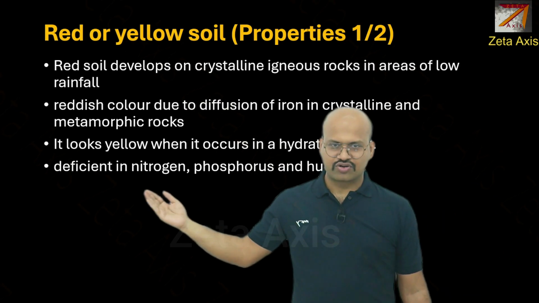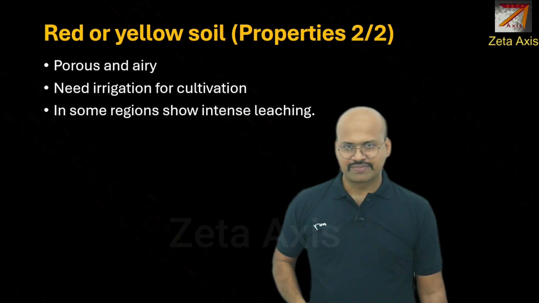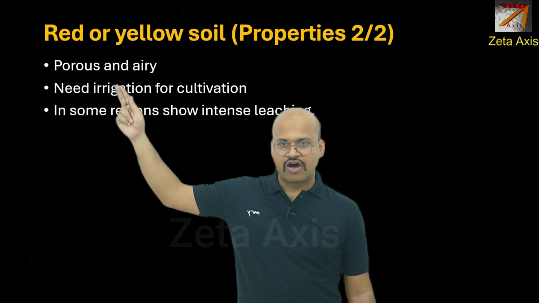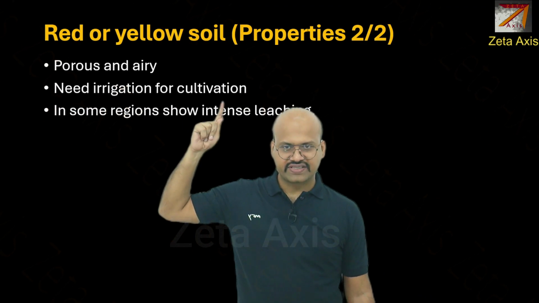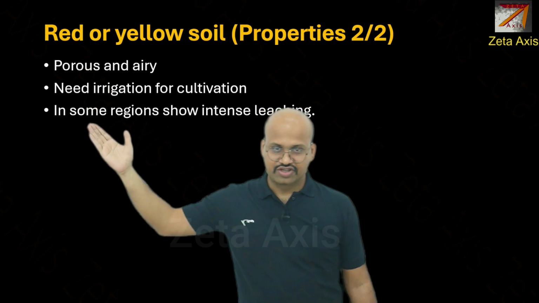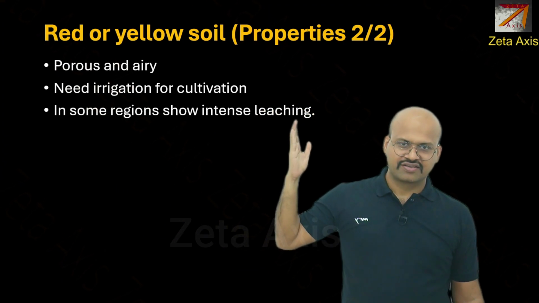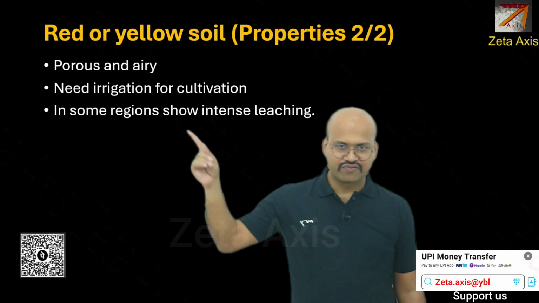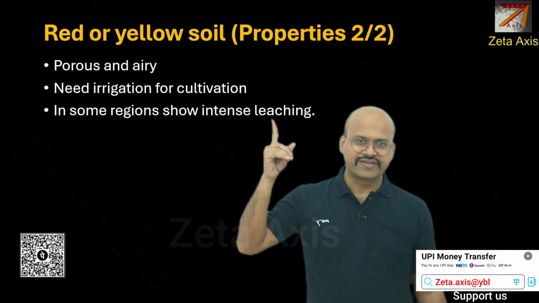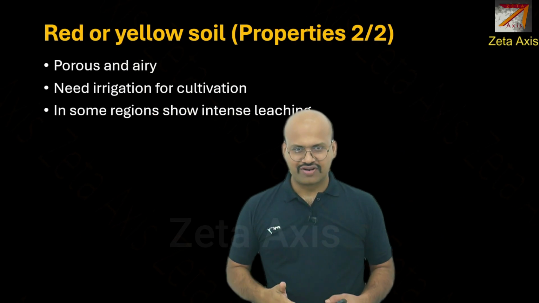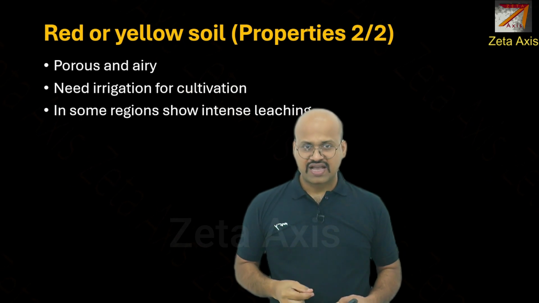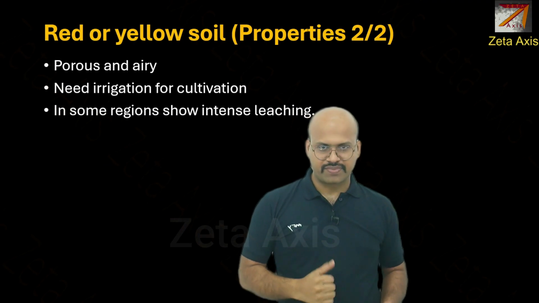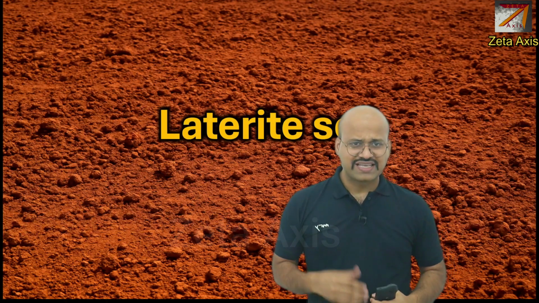It is deficient in nitrogen, phosphorus and humus. We have already seen this in the previous slide. It is porous and airy. However, it needs irrigation for cultivation, and in some regions it shows intense leaching. So if there is a higher amount of rainfall in a region, then it will show leaching. It occurs because if there is higher rainfall, then water-soluble elements are removed from the soil, leaving behind iron and aluminum compounds. Now let's see laterite soil.